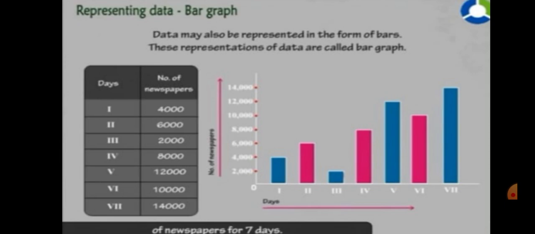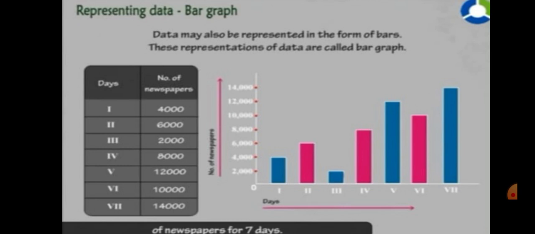Next is the bar graph. In a bar graph, bar means the shape just like a chocolate bar. Data may also be represented in the form of bars. These representations of data are called bar graphs. Here an example is given, where days and the number of newspapers are given. Now in a bar graph we have horizontal as well as vertical lines. On the horizontal line days are represented and on the vertical line the number of newspapers are represented.